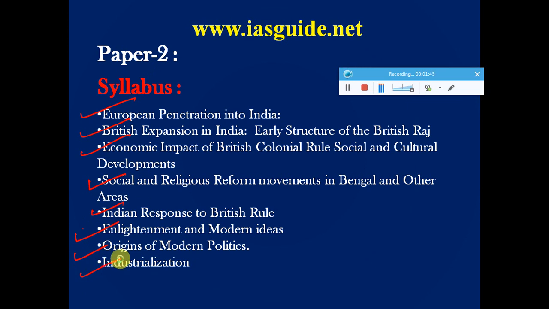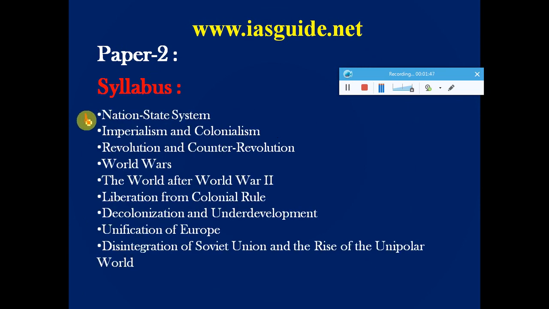enlightenment and modern ideas, origin of modern politics, and industrialization. This is followed by nation-state system, imperialism and colonialism, revolution and counter-revolution, world wars, world after World War II, liberation from colonial rule, decolonization and underdevelopment of India, not of the world, unification of Europe, disintegration of the Soviet Union, and rise of unipolar world. All these are the concepts contained in paper 2 of history optional.